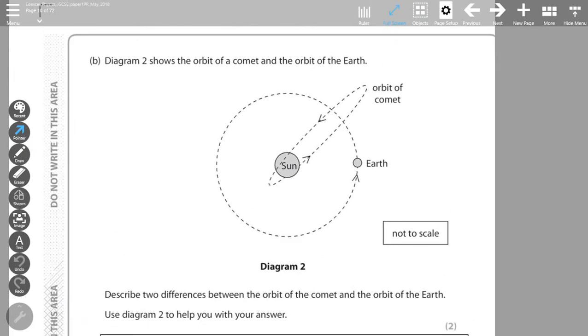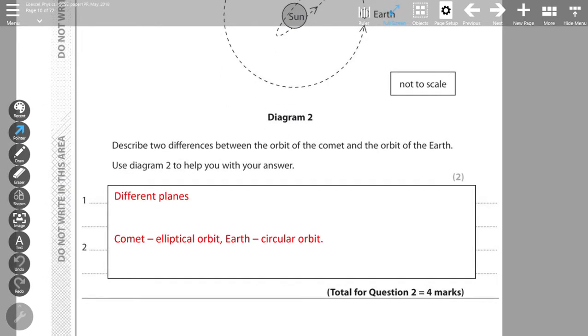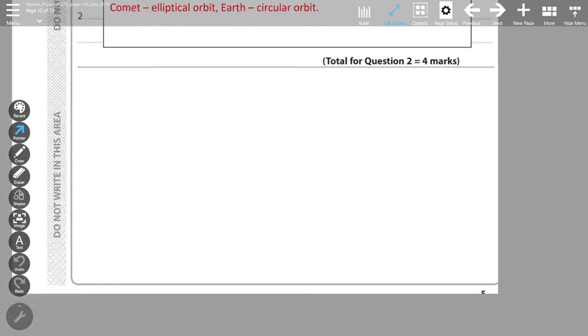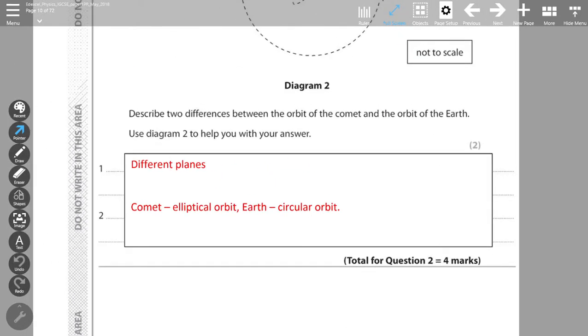Another question. B. Diagram 2 shows the orbit of a comet and the orbit of the Earth. So what we see is that the comet's orbit is more squashed, more elliptical, and it is in another plane. So we have these two answers: different planes, and comet elliptical orbit, Earth circular orbit. No more other questions.